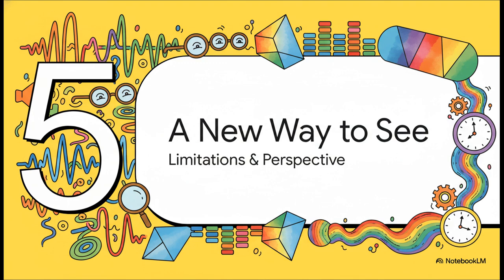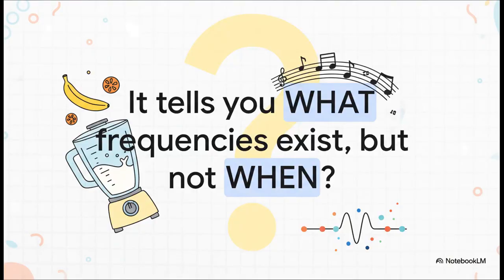But like any tool, it's not perfect. It has one really big limitation you need to know about. And here's the catch. The Fourier transform tells you what frequencies are in a signal, but it gives you absolutely no information about when they happen. It's like it gives you a perfect list of all the ingredients in the smoothie, but it doesn't tell you the order they were put in the blender. For music, it tells you every single note in the song, but it throws away the entire rhythm. It knows the what, but it completely loses the when.